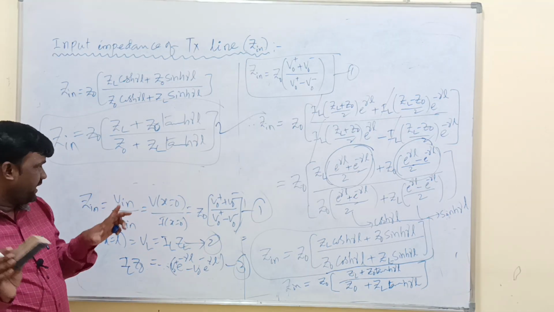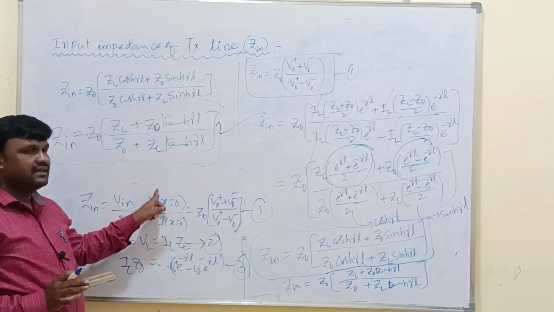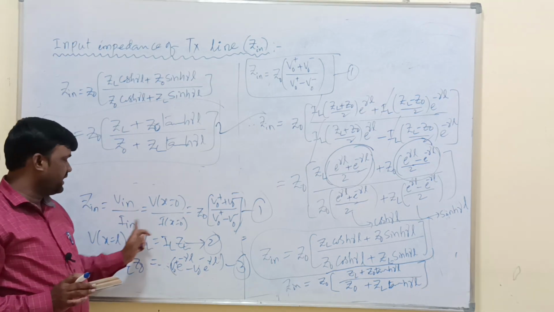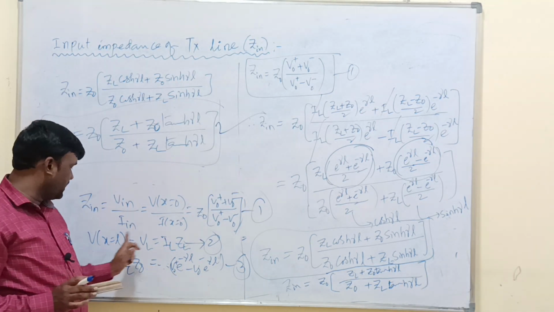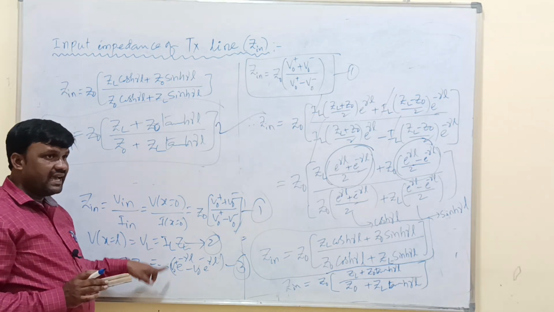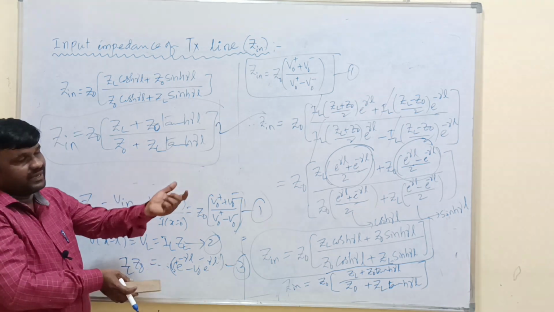Once again, I am repeating, here Zin can be written as Vin by Iin. That means Vin means what? At x equal to 0. V at x equal to 0. Iin means what? I at x equal to 0. Similarly, VL means what? V at x equal to L. IL means what? I at x equal to L. By substituting all these, we will get V naught plus and V naught minus.